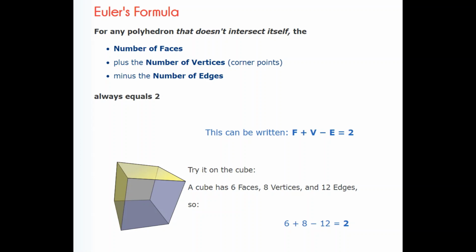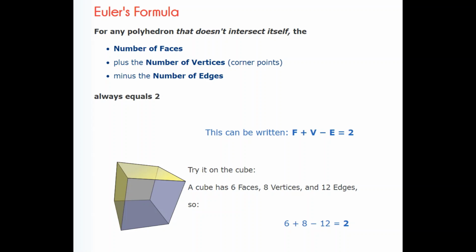So we'll try it on the cube here. As you can see, we know that a cube has 6 faces, 8 vertices, and 12 edges. So we're going to just take 6, add 8, and then subtract 12, and that equals 2. Now again, I had said earlier that this only works for any polyhedron.